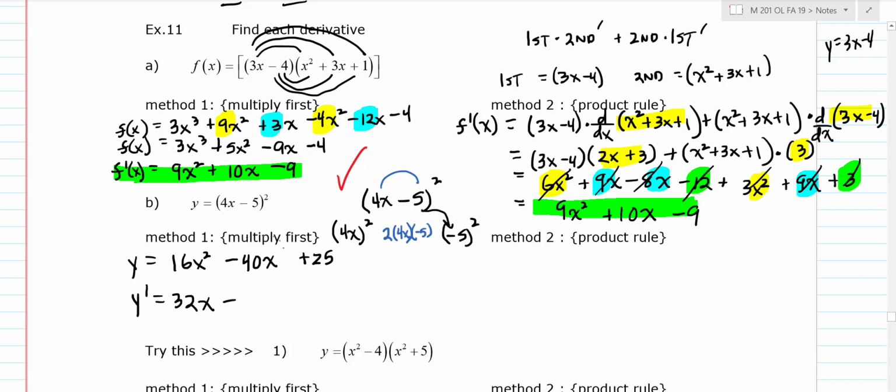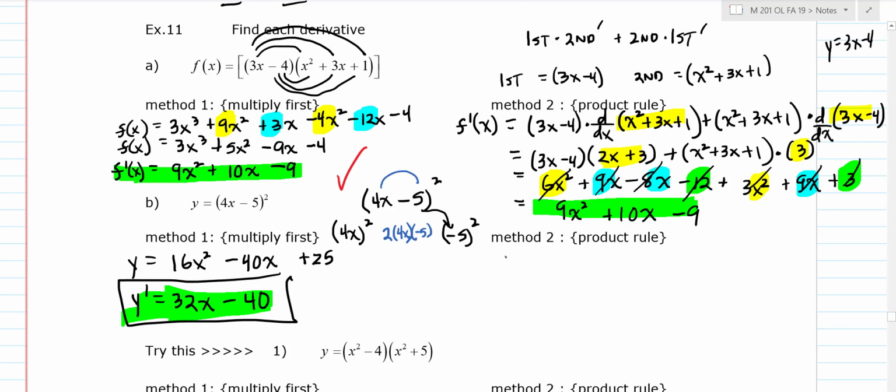This is a linear term, so it's the number in front, minus 40. That's a constant, so that derivative is 0. So that's what you would get as your derivative if you just multiply it out. And that's the way I'd do this problem. I wouldn't bother with the product rule. But I'm just at this stage just trying to show you how it works.